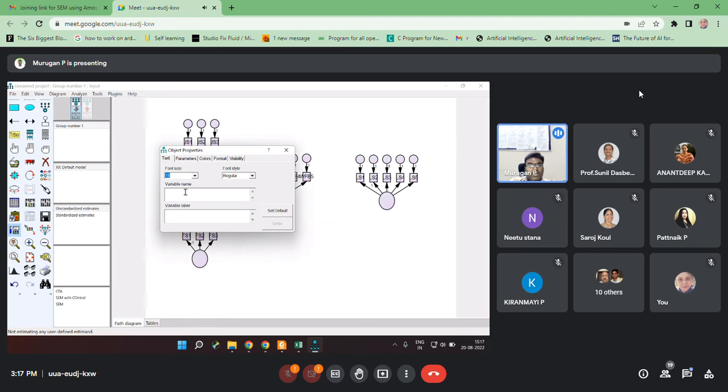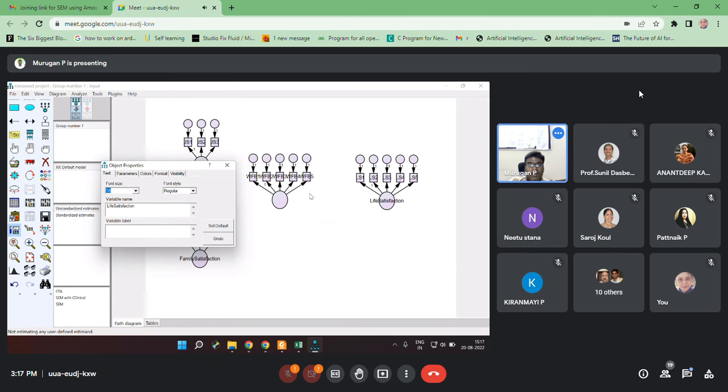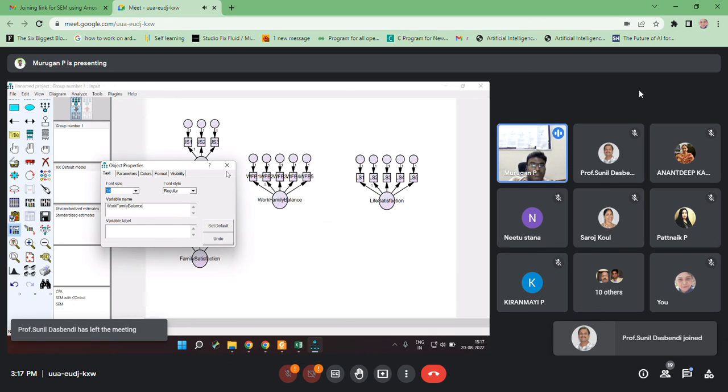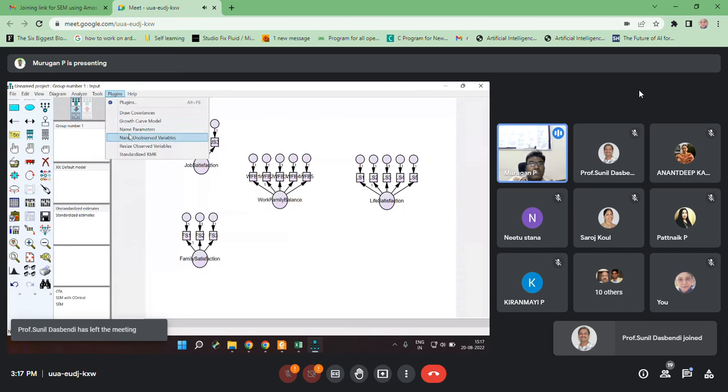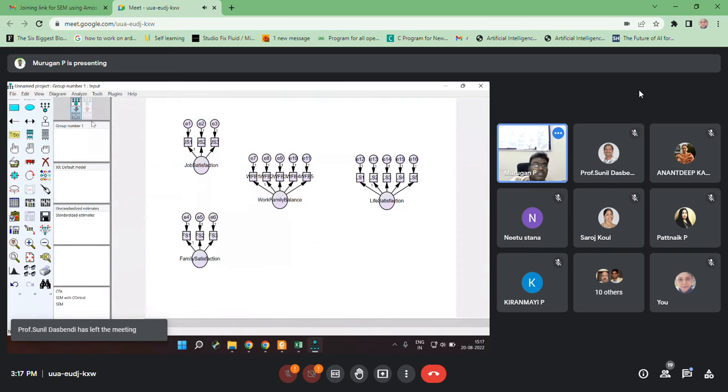This I'll name it as job satisfaction, family satisfaction, life satisfaction, work family balance. I'll keep the unobserved things.